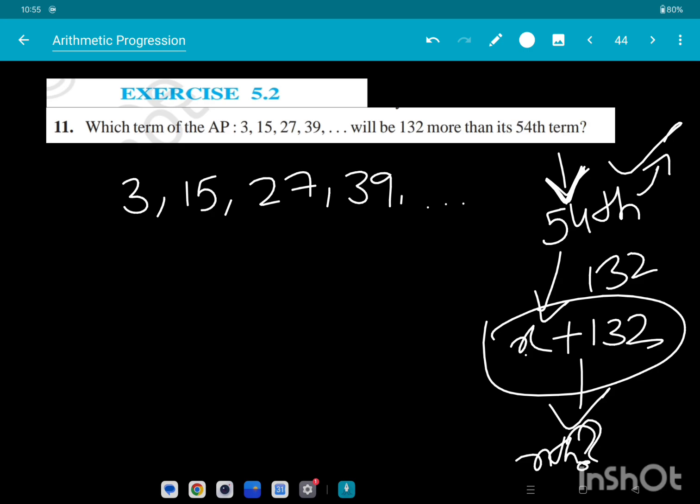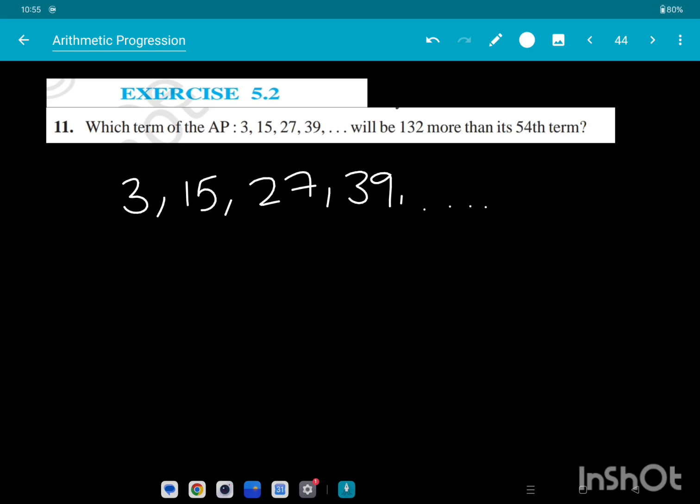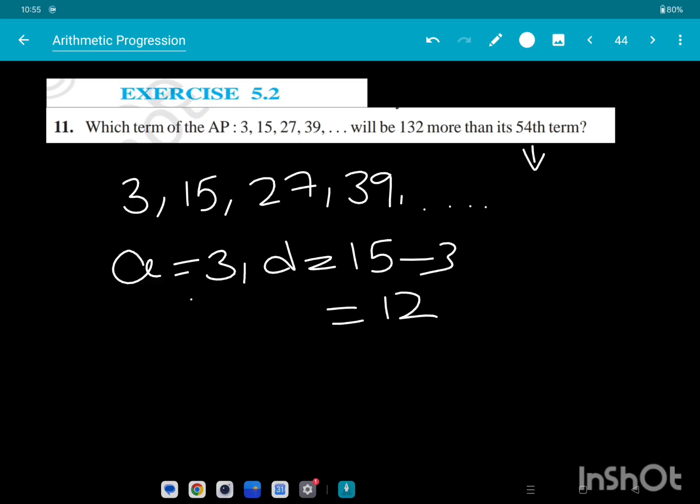So I will tell you how I can solve this. First, I will tell you how we can solve this, then you will get an idea how we can find it. First, we need to find the 54th term. And then we need to add 132 to that 54th term. Then we need to find which term is that value. So I will tell you, no worries. So here the A value is 3 and what is the D value here? 15 minus 3, which is 12. So here we know A value is 3 and D value is 12. Now I need to find the 54th term, which means the N value is 54 here for the 54th term. So A plus N minus 1 into D.